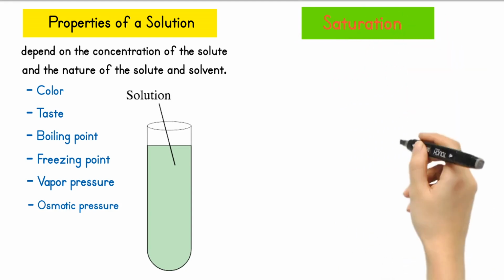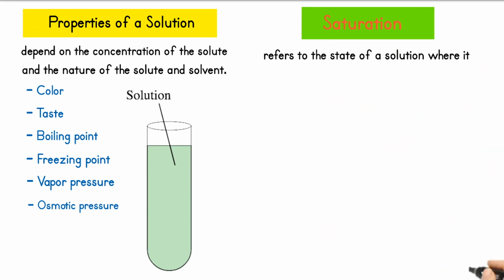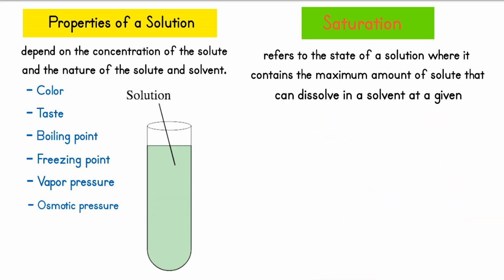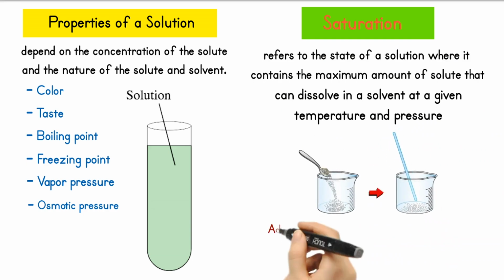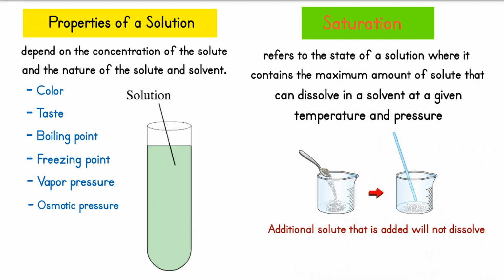Saturation. Saturation refers to the state of a solution where it contains the maximum amount of a solute that can dissolve in a solvent at a given temperature and pressure. When a solution is saturated, any additional solute that is added will not dissolve and will instead form a precipitate. Thus, if a solution of sugar and liquid is saturated with sugar, if we added more sugar, the new sugar will not dissolve, but rather remain undissolved as a precipitate in the solution.